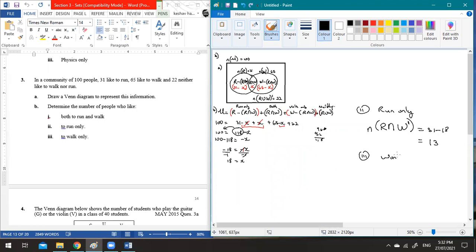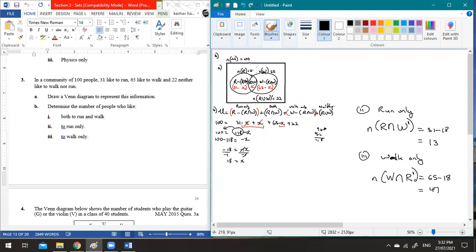And people who like to walk only. Again, if you want to find the walk only, put the W first. Intersect the complement of R. So this is the set notation, or your correct set notation, which is 65 minus 18. And 65 minus 18 is 47. So the number of people who like to walk only is 47.